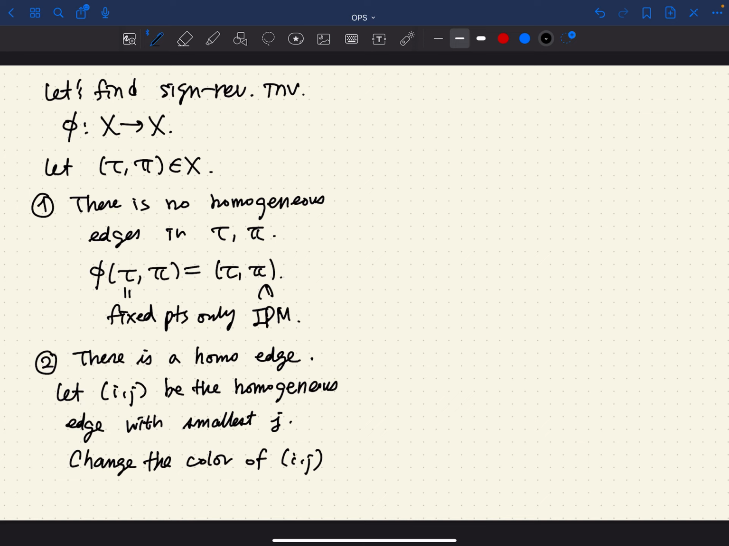So maybe I can give you an example. But the claim is this is a sign reversing involution. Actually, it's quite easy if you think about it. Proof: easy if you understand things. But let me just give you an example. Hopefully that'll be enough.